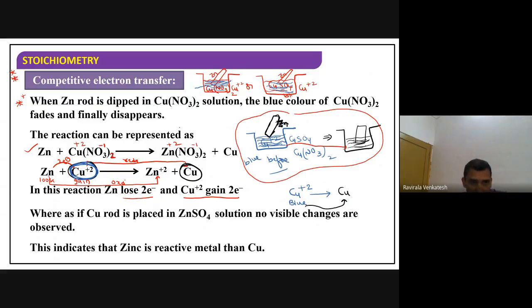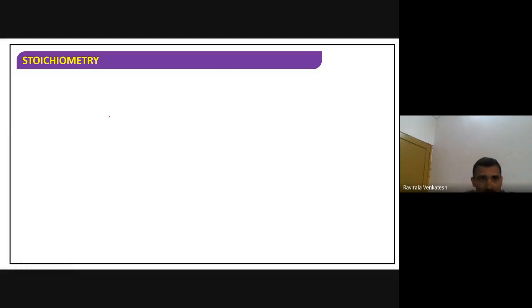Now you observe one thing. Whereas if a copper rod is placed in zinc sulfate solution, no visible change is observed. Let me take one more example, beta. Now I am doing the opposite. In the previous case I had taken copper sulfate solution. Now I am taking zinc sulfate solution. Zinc sulfate solution does not have any color. It is colorless.